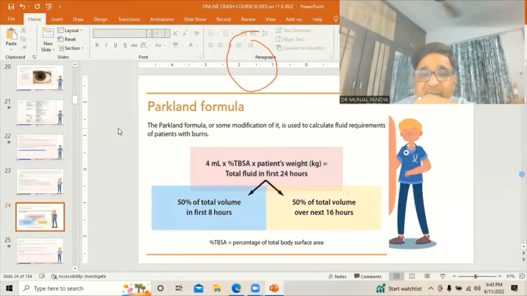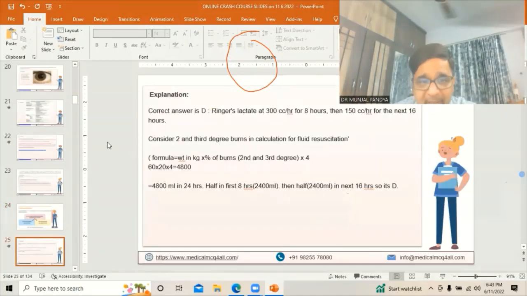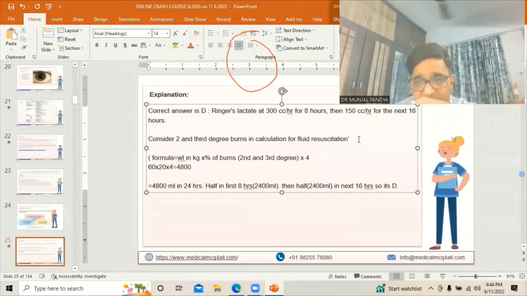So 4800 means half in the first 8 hours and half in the last 16 hours. So 2400 divided by 8 means 300 ml per hour for 8 hours, and after that it's different. So Ringer lactate 300 ml per hour for 8 hours, then 150 ml per hour for 16 hours. That is the answer. Consider second and third degree burns in the calculation of fluid resuscitation. Do not count first degree, which is there just to confuse you.